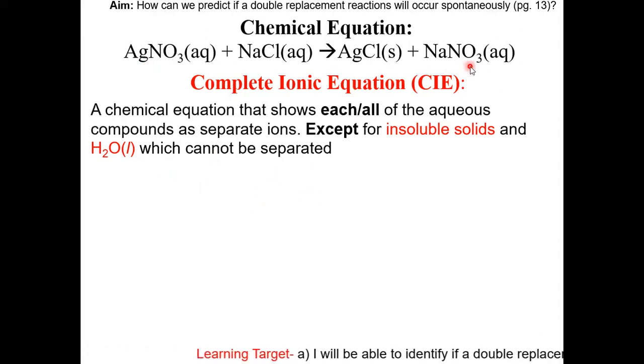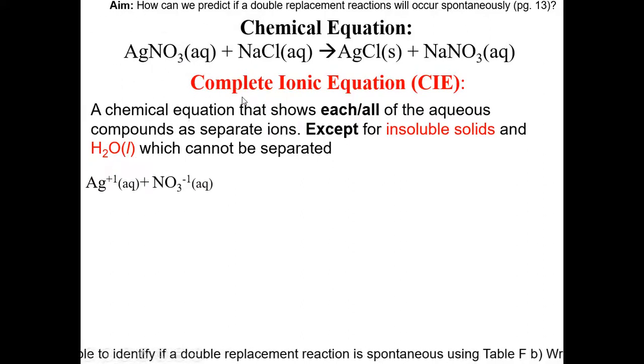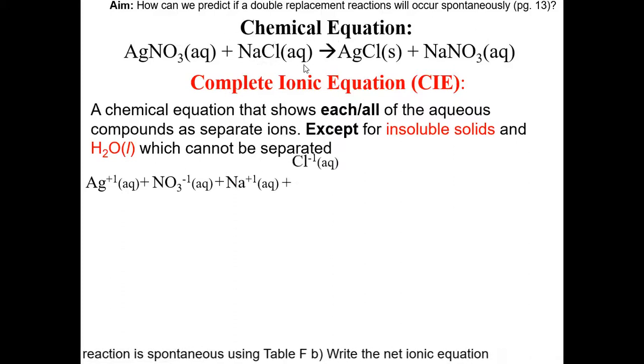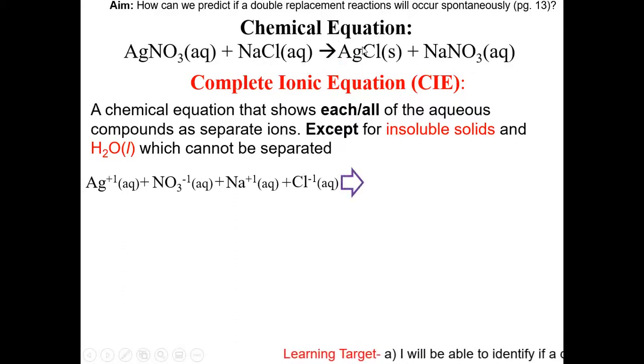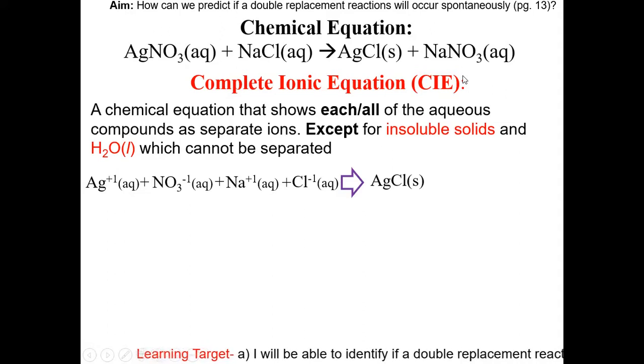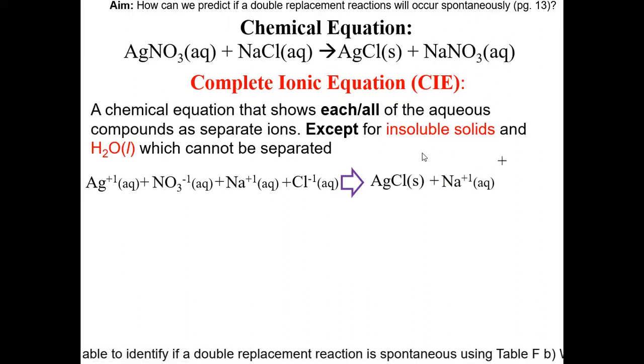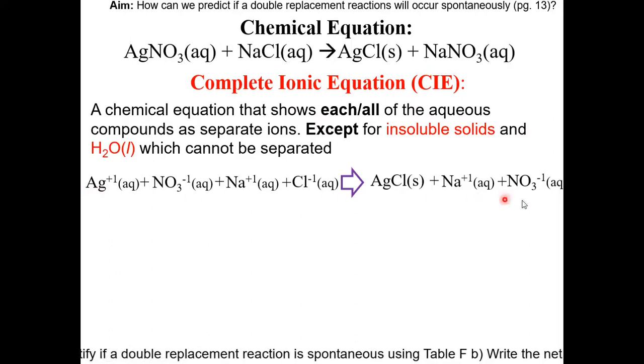For this chemical equation, we're going to write the complete ionic equation, starting with the reactants. Silver nitrate's aqueous, so we can break this down into ions, to silver ion and nitrate ions. Sodium chloride, which is also aqueous, can be broken down into ions. That would be sodium ion plus chloride ions. For the products, silver chloride is a solid which is insoluble, therefore we do not break it apart. For sodium nitrate, since it's aqueous, we can break it apart into separate ions. That becomes sodium ions and nitrate ions. So this is the complete ionic equation.